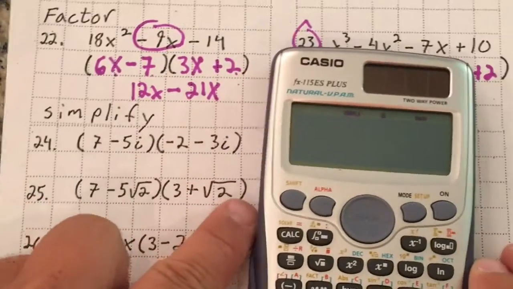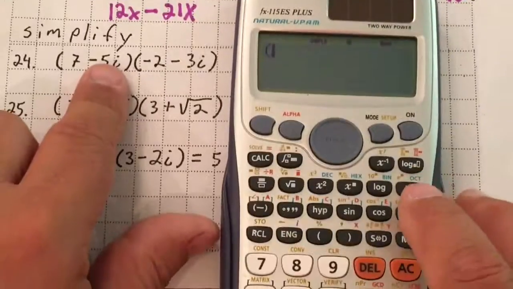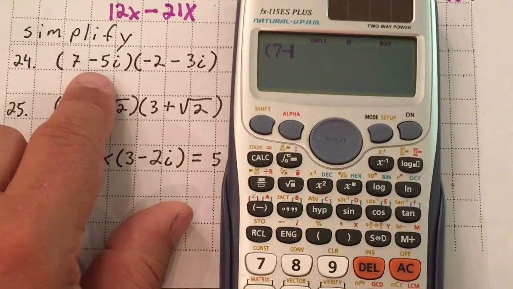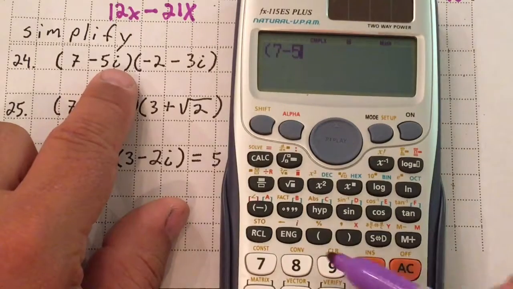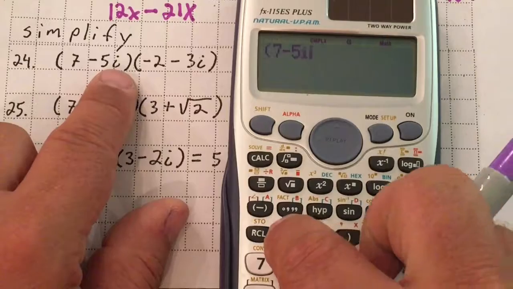Once I'm in mode 2, all I'm going to do is type this in exactly like it looks. I'm going to hit the parentheses button, then the 7 minus 5. Now I have to find the i. The i is just above the 8, which is the English button. There's a little i there. So I hit the English button, 5i.